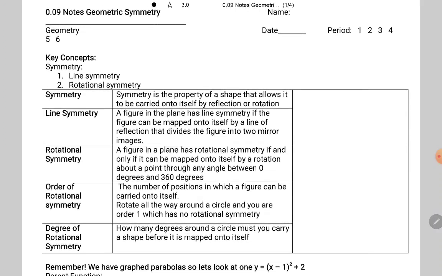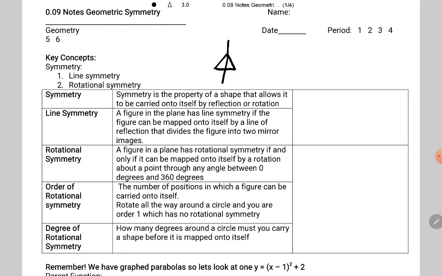So, symmetry is the property of a shape that allows it to be carried onto itself by reflection or rotation. You've probably heard this word. Say we have a triangle here. And if I drew this correctly, the left would look like the right, which would just be cut in half. That would be considered symmetry.